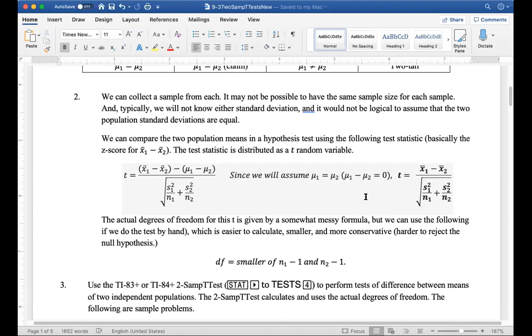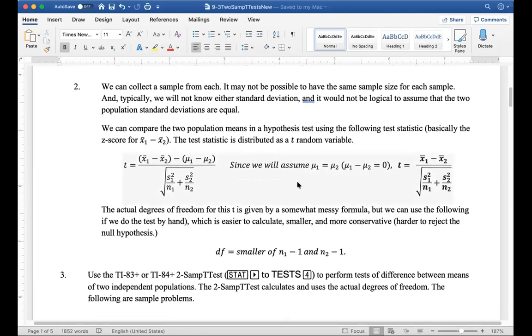Now, the degrees of freedom that we would use if we were doing this by hand is we would pick the smaller of n1 and n2 and subtract 1 from it. Okay, so that would be the degrees of freedom. It's a smaller degrees of freedom, and basically it makes it harder for us to reject a null hypothesis. It's more conservative.